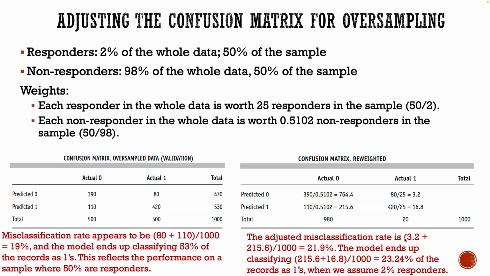Now the adjusted misclassification rate will be 3.2 plus 215.6 divided by 1000, 21.9%. And the model ends up classifying 23.24% of the records as ones when we assume 2% responders. So although this shows as a very high classification here, after adjustment, we can see that this is the real performance of the model. So we want to make sure that we reweight it and then capture the performance of the model. That's something which we do as part of the model creation.